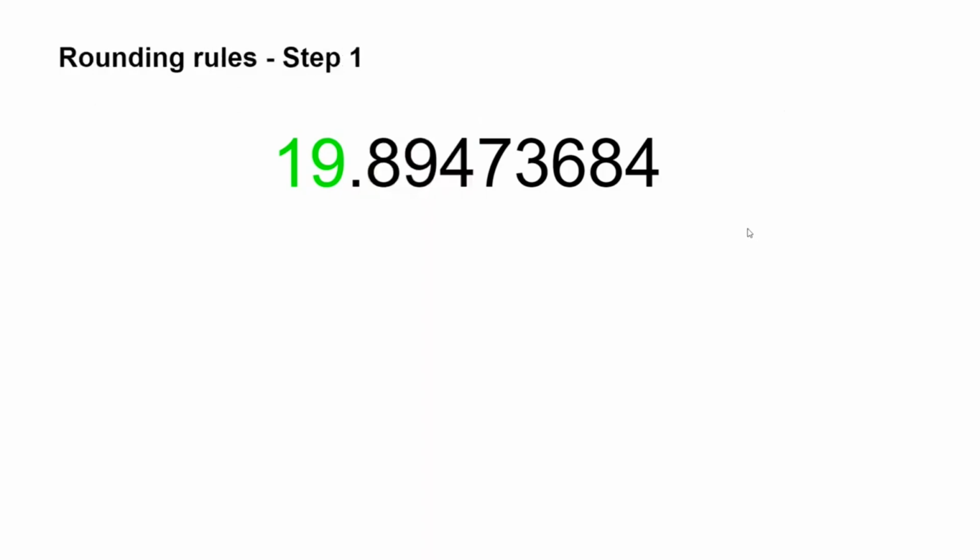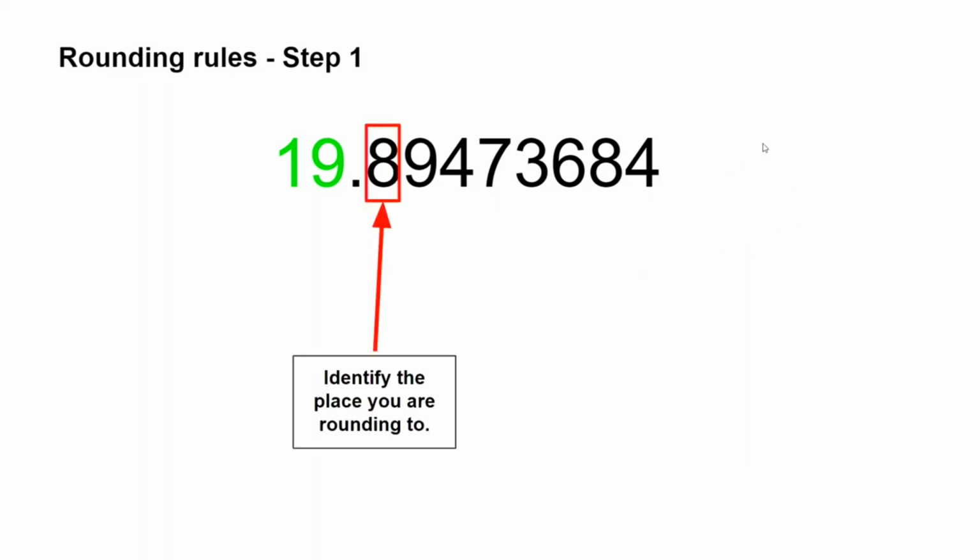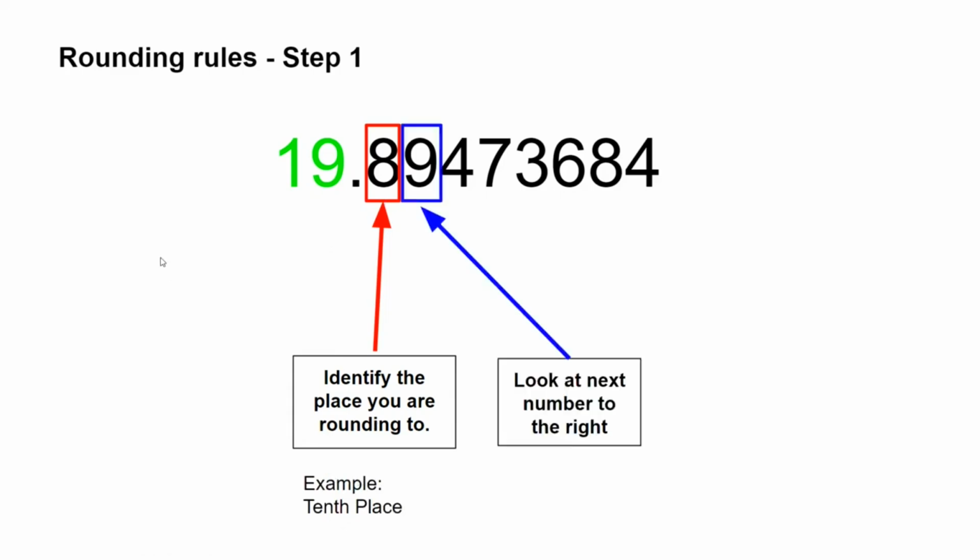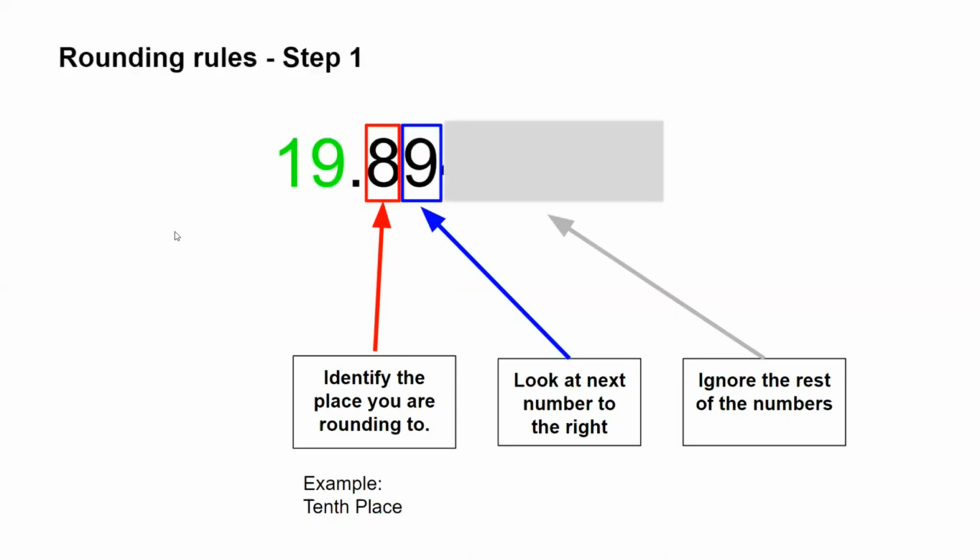Now, let's talk about the rounding rules, and we'll do that in two steps. Here is a number. Step one is we need to identify the place that we are rounding to. In this case, it's the 10th place, the first number to the right of the decimal. So we locate that number. This is the number we are thinking about rounding. And then we look at the next number to the right. These are really the only numbers that we're going to use in our rounding. We can ignore all of those other numbers.